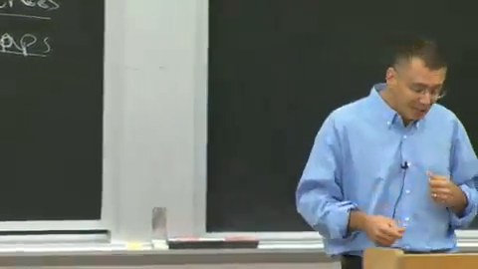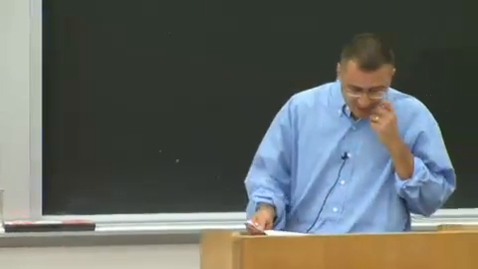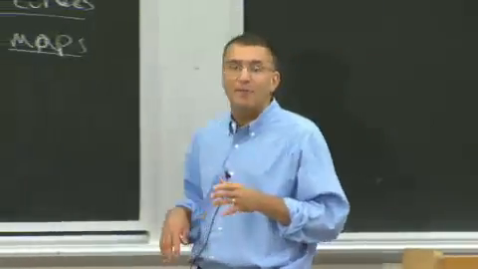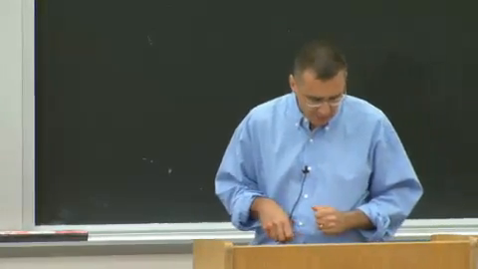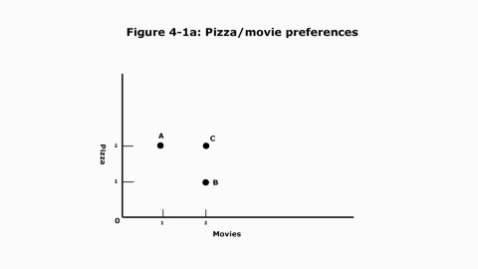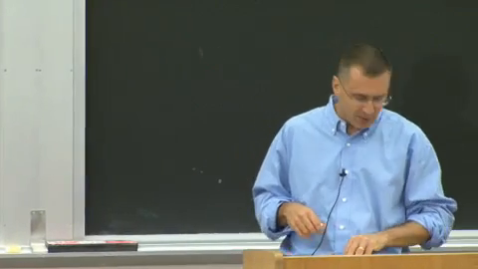Now let's say that we're going to consider three choices of pizza and movies. So go to figure 4.1a. We're going to consider you can have two pizzas and one movie, that's point A. You can have one pizza and two movies, that's point B. Or you can have two of both, that's point C. There's just three choices you're facing. Once again, we're ignoring paying for them. Budget constraints is next time. Now we're just saying I'm giving you these three choices. Well, how do you feel about them?